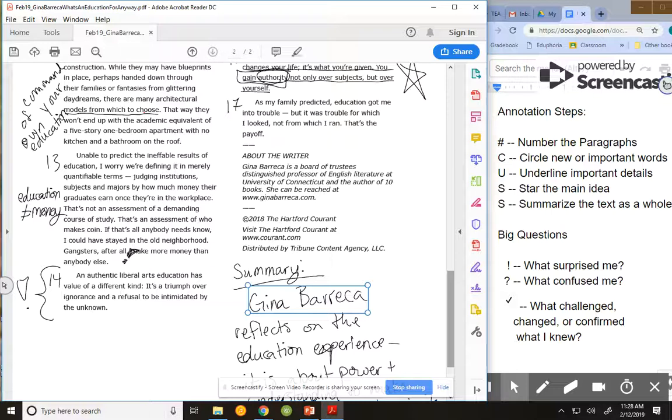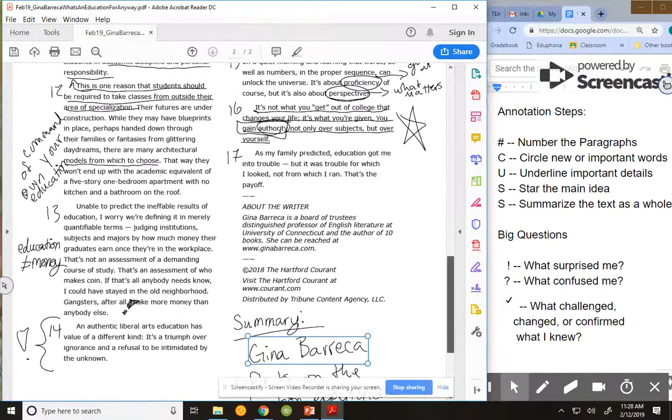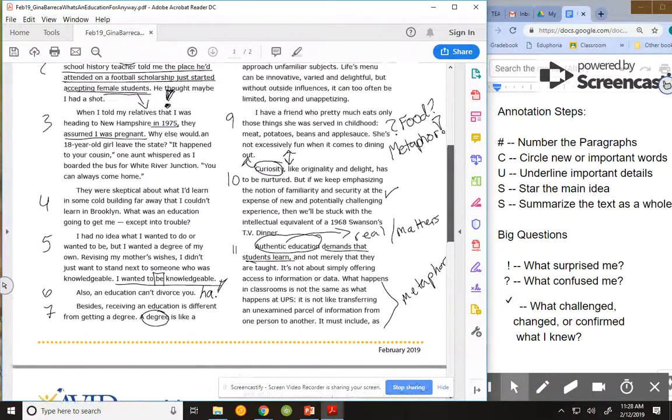So like my students would get really distracted by this idea that gangsters make more money than anybody else. So if they can just put an exclamation mark, move on, that can help. And then perhaps most useful is the question mark, what confused me, and then what challenged, changed, and confirmed what I knew with a check mark.